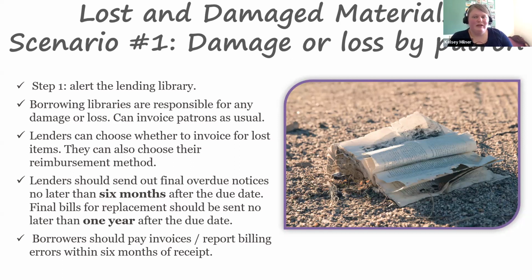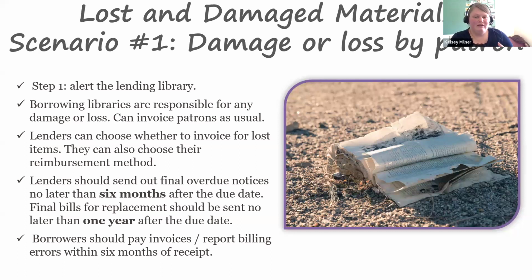So scenario number one is if a patron has damaged an item beyond repair, or the item is not returned by the patron. Sometimes that can happen. A patron moves away, items are lost, or they just aren't being responsive in terms of returning it. So as the borrowing library, once you know that an item is damaged or it's not going to be returned, the first thing to do is to reach out to the lending library and let them know about the situation. Just be transparent about what's happening.